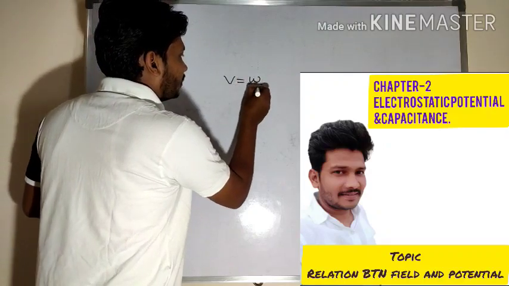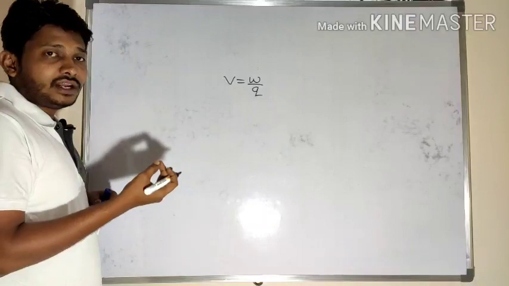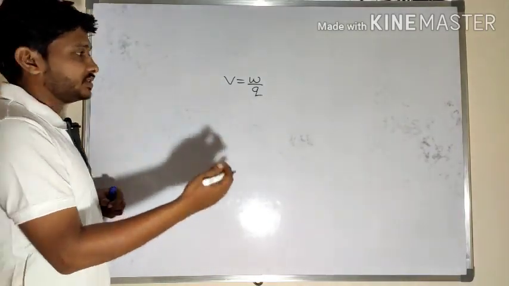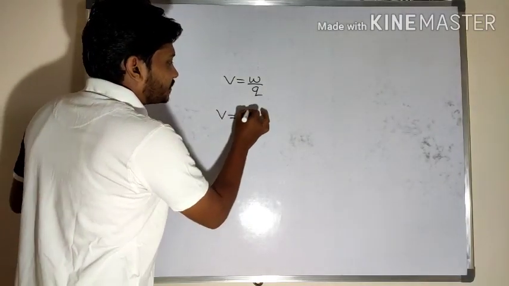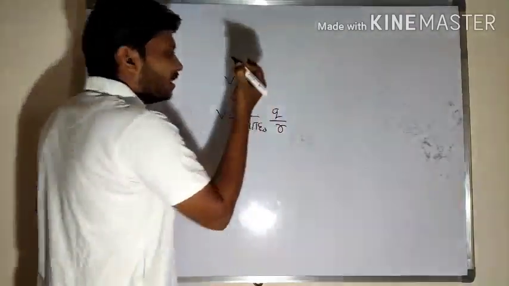So V is equal to what? V is equal to W by Q, and we derived the equation for the electrostatic potential due to an isolated point charge. So what's the equation I get here? V is equal to 1 by 4 pi epsilon naught Q by R.